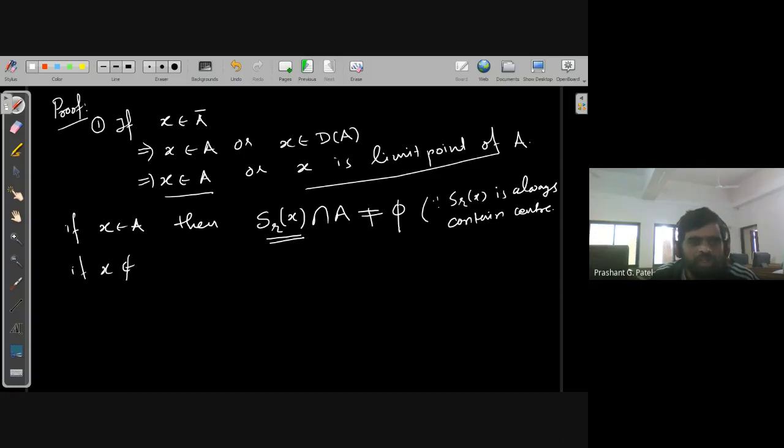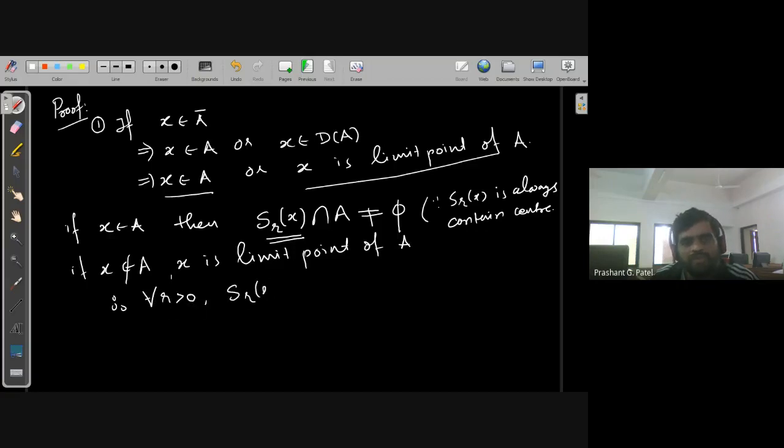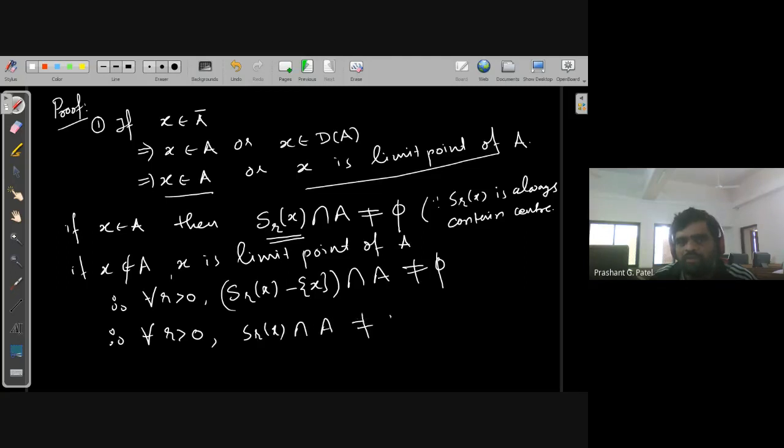Now if x is not in A, that means x will be a limit point of it. So as per the definition of a limit point, for every r greater than 0, for every neighborhood, S_r of x minus x intersection A is non-empty. But x is already not in A. So whether I write it here or not, it will not make any difference. So I can write this statement as: for r greater than 0, S_r of x intersection with A is non-empty. If I include x in this set, it will not make any difference.